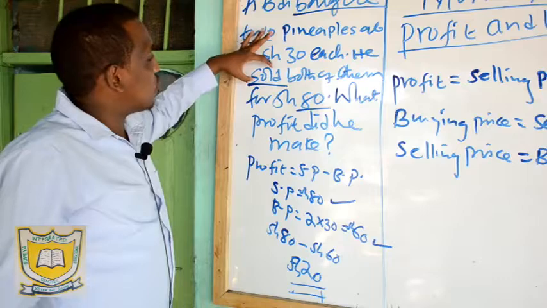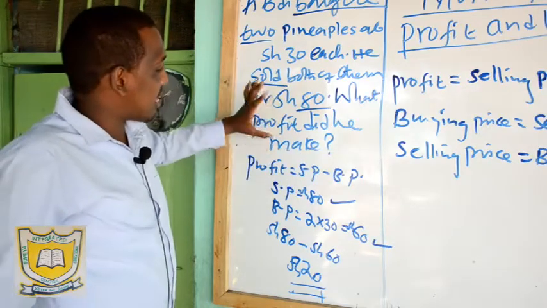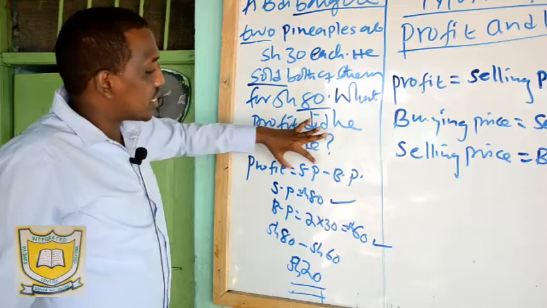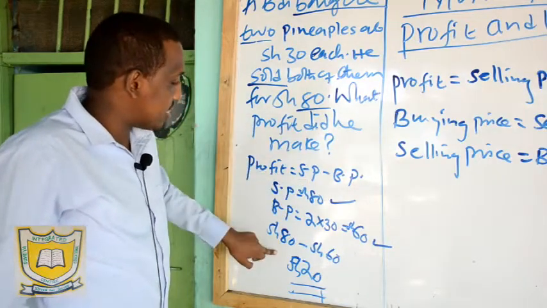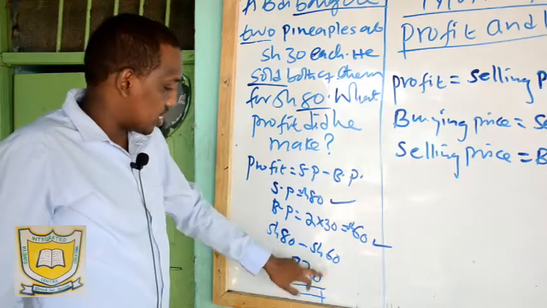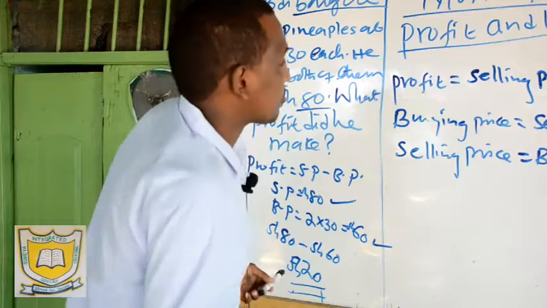Then the selling price he sold is shillings 80. The formula says profit is equal to selling price minus buying price. You only follow the formula. Selling price 80 minus buying price 60 is equal to shillings 20. That is how we get it.